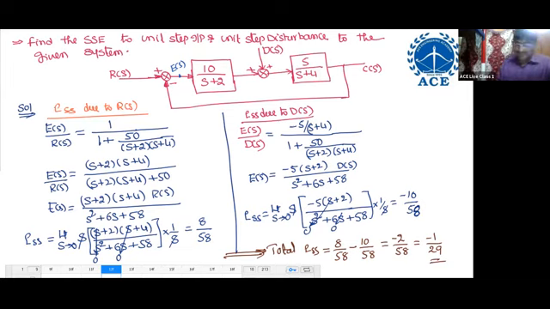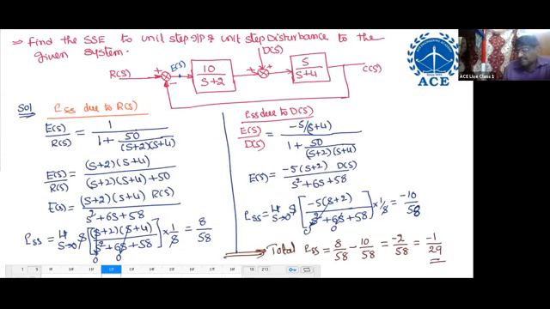Next, put the heading: steady state errors to the non-unity feedback system.